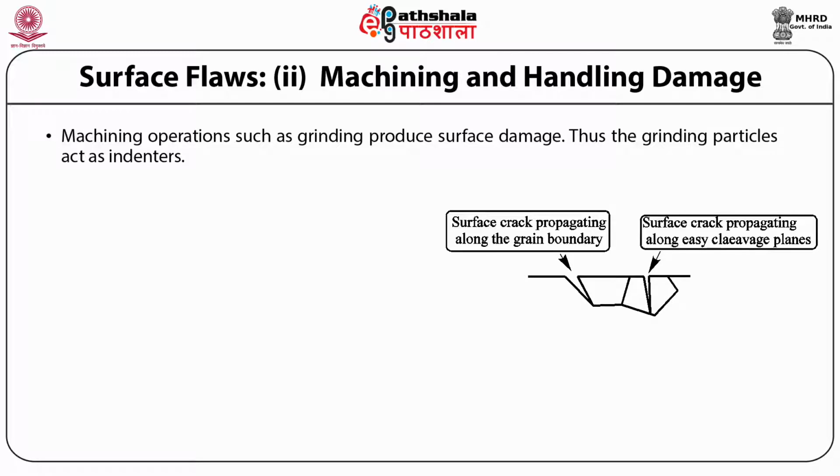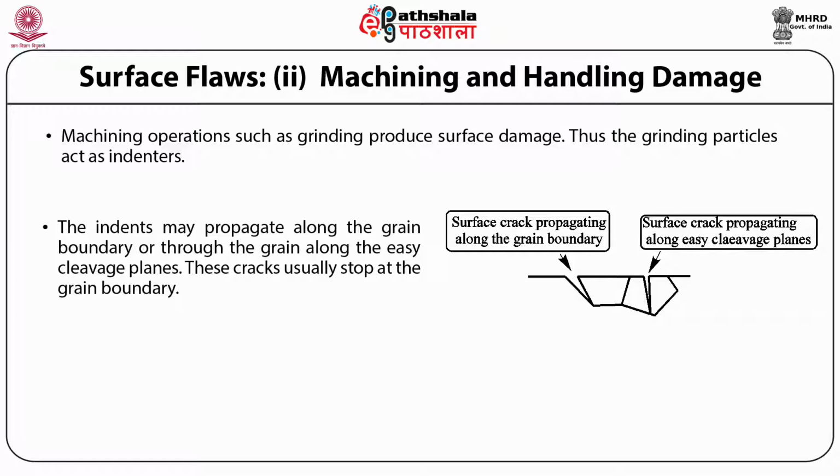Ceramic components are usually subjected to finishing operations such as grinding and polishing. The grinding particles act as indenters and produce surface damage. The indents produced may propagate along the grain boundary or through the grain along the easy cleavage planes as shown in this figure. These cracks usually stop at the grain boundary.